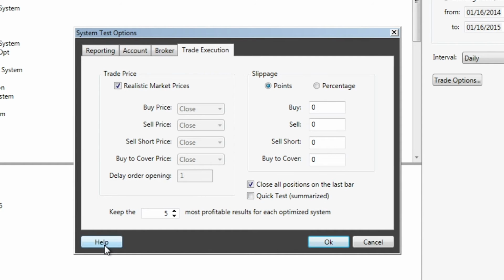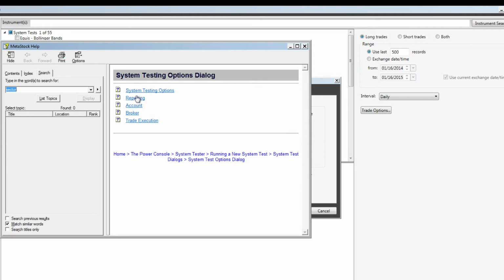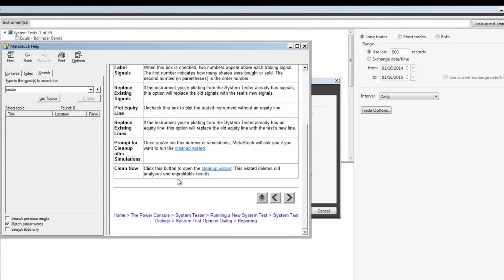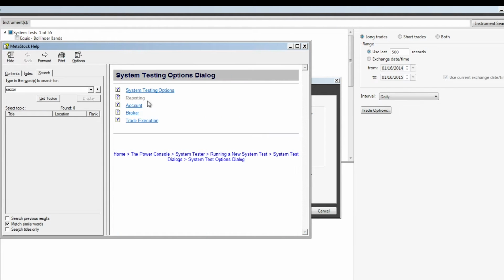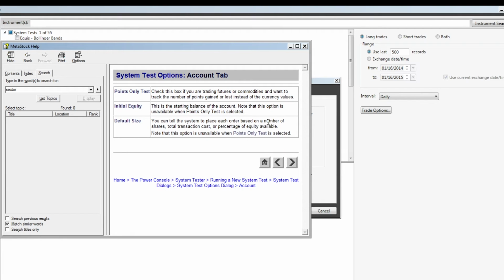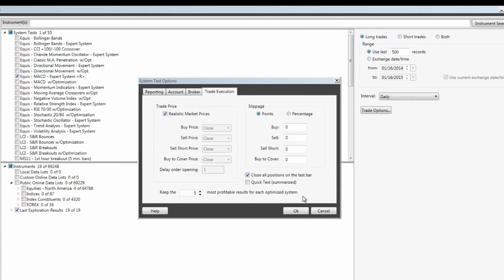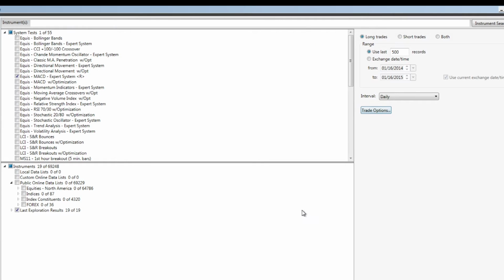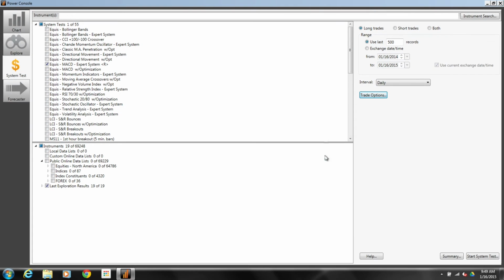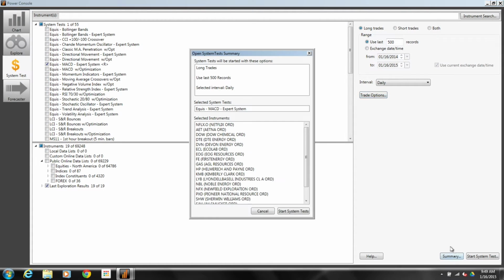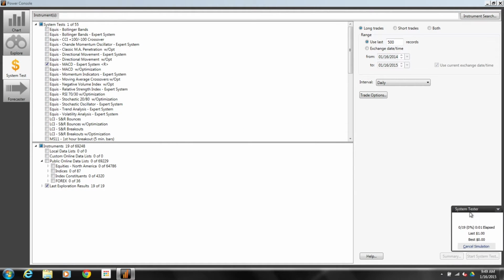Now, if you need help or more details on any of these, click the help, and it'll take you through each of these and give you more details on how to use each one of these specifically. If you have more questions on it, or refer to the Unleash the Power of MetaStock manual that I've put together for you so you can use that as a basis as well. So let's go ahead and choose OK. So now we have everything set. We can choose a summary again over here to view everything that we have selected. And let's go ahead and start our system test.